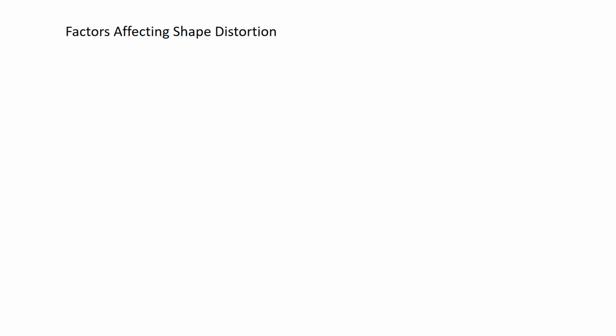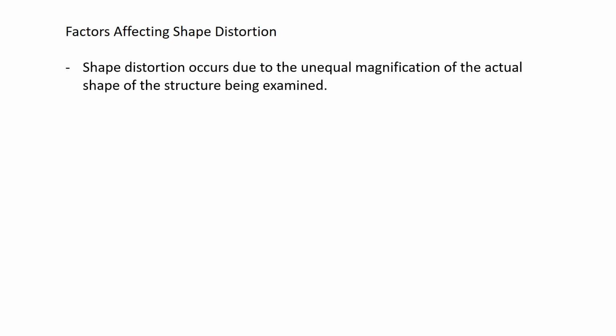Factors affecting shape distortion. Shape distortion occurs due to the unequal magnification of the actual shape of the structure being examined.